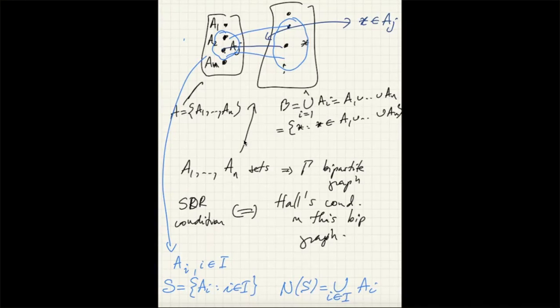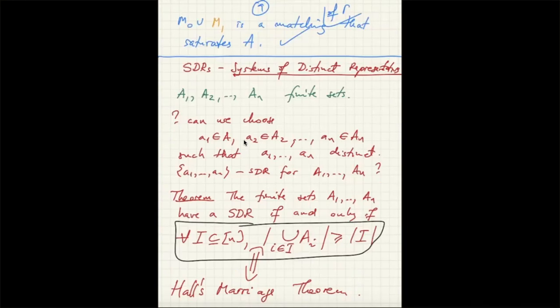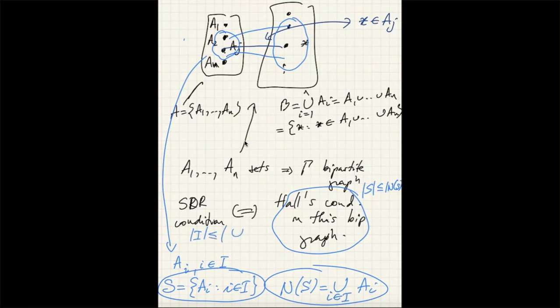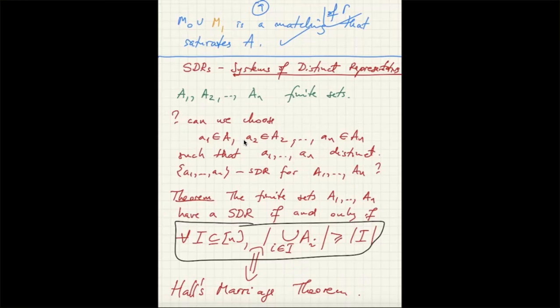And now, what was Hall's condition? Hall's condition was cardinality of S at most cardinality of the neighborhood of S. And it turns out, if you look at these two sets here, this is the same as the SDR condition that I wrote in the opposite inequality, but it's the same thing: the cardinality of I is less than or equal to the cardinality of the union of Ai over all i in I. So this problem of systems of distinct representatives is equivalent to the one of matchings in bipartite graphs, and is equivalent to Hall's marriage theorem.